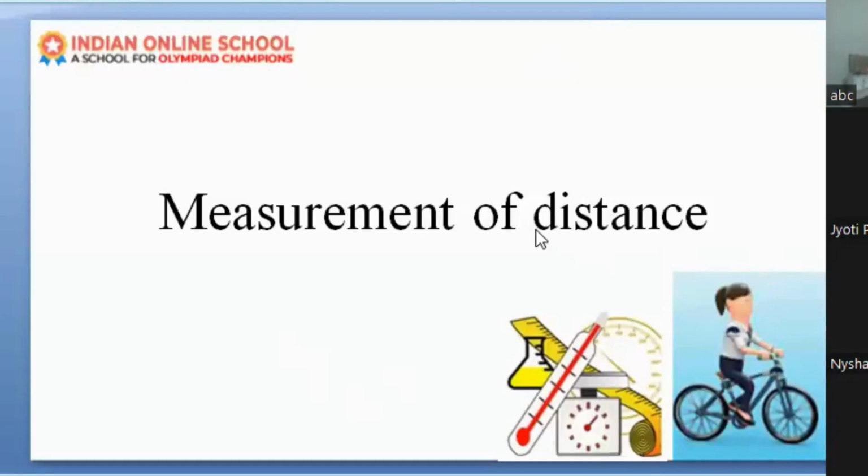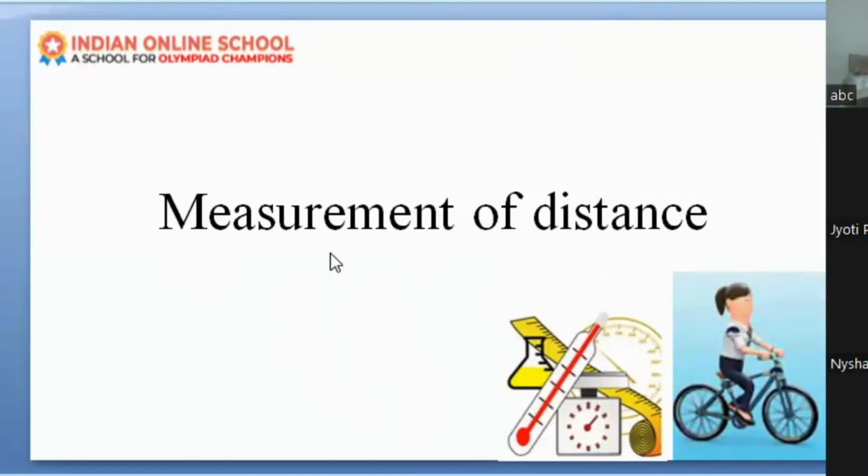Okay, let's continue with today's session, students. I think today's session is quite familiar. You all are familiar with the topic, measurement of distance, but I want to make you a little bit more familiar with the topic with the help of some practical examples. So let's continue with today's session, measurement of distance.